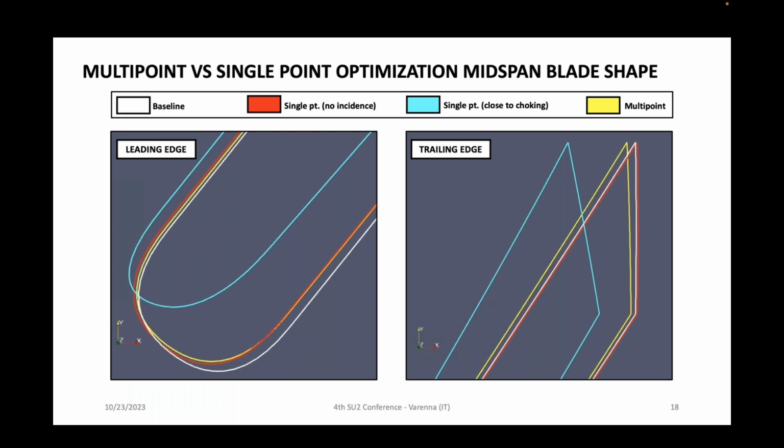This is the multi-point versus single point optimization for a mid-span cut on the blade. There's a lot of colors, and sometimes the white can be overlapping with the red one. However, I just wanted to show how the leading edge and trailing edge were affected, especially the leading edge, between single point and multi-point. Multi-point is kind of in the middle, broadly speaking.